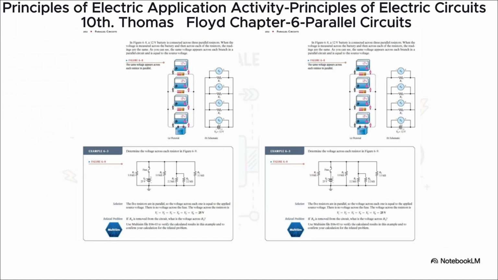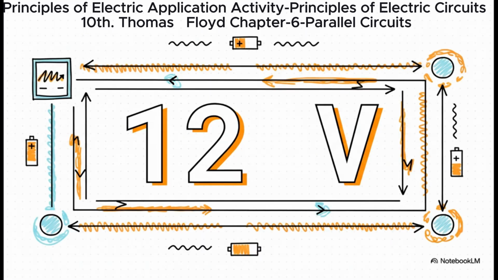But here's the key takeaway. Look at where the voltmeter is connected. It doesn't matter if we measure across the battery, across resistor 1, resistor 2, or resistor 3, the reading is absolutely identical every single time. And for this circuit, that constant value is 12 volts.